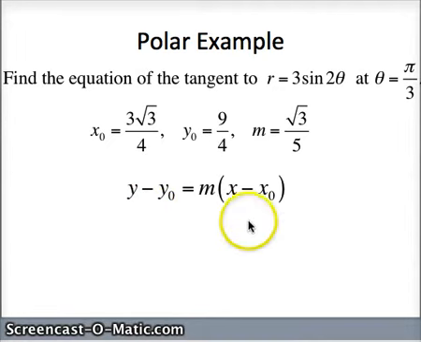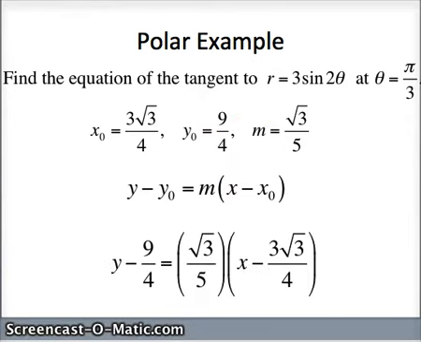So using point-slope form, we get y minus y naught is m times x minus x naught. Substituting, y minus 9/4 equals m, √3/5, times x minus x naught, x minus 3√3/4. And that gives us our final equation.